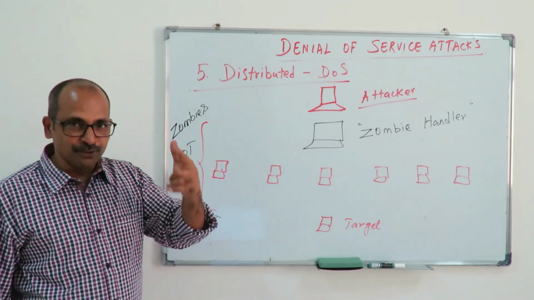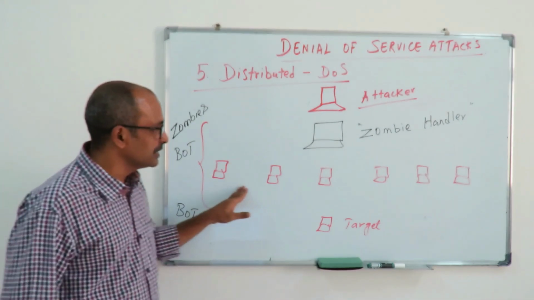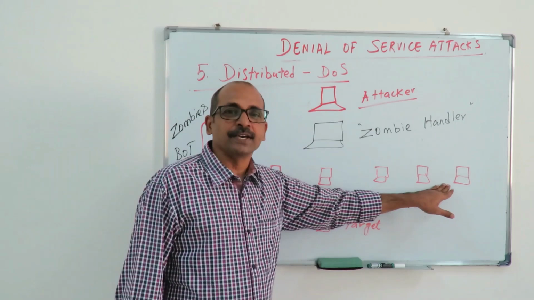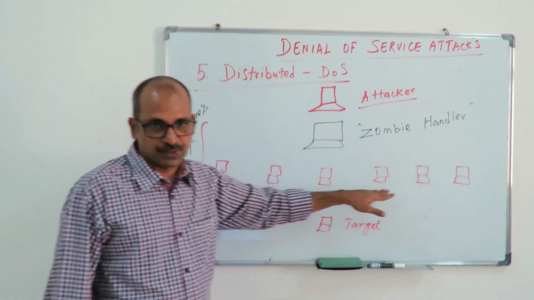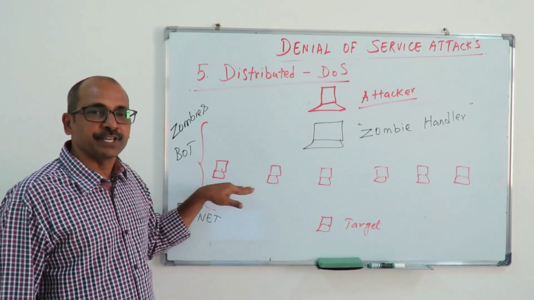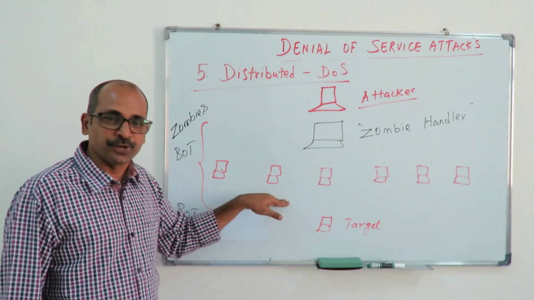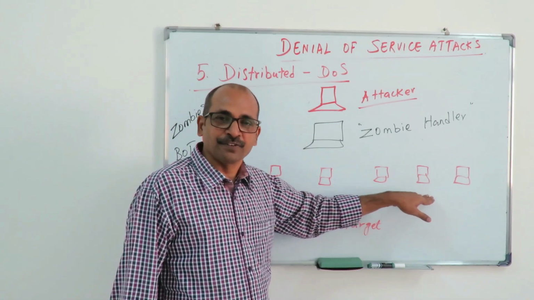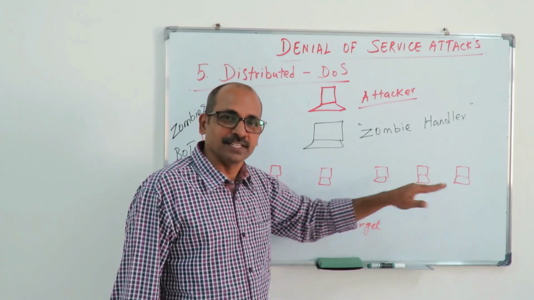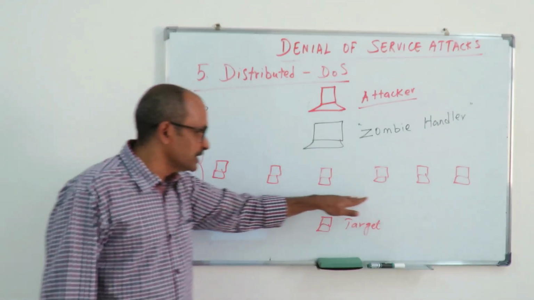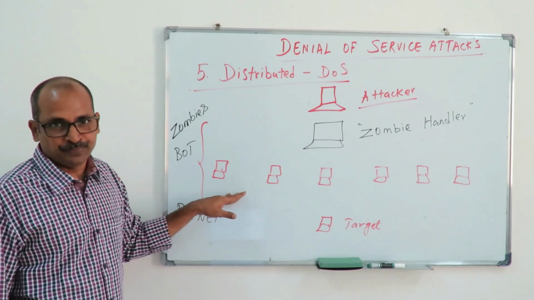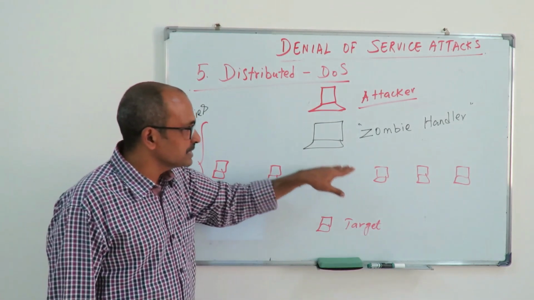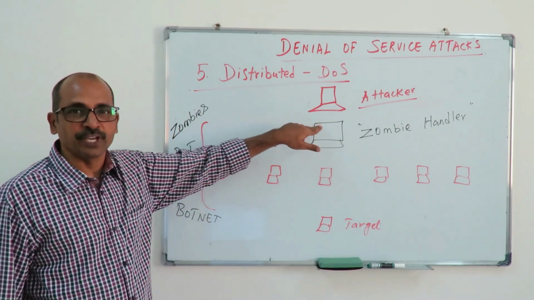Now, technically, these machines are called zombies. They are infected machines where the security is already compromised. In some way, CIA, confidentiality, integrity and availability, is compromised in these machines. So this is called the zombie network. Then, to handle the zombies, I have one more person called the zombie handler.